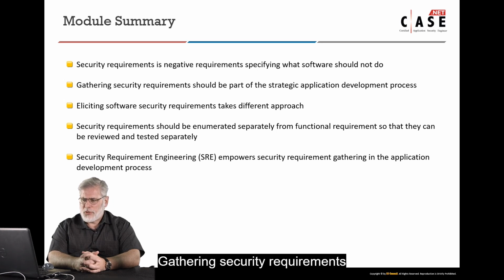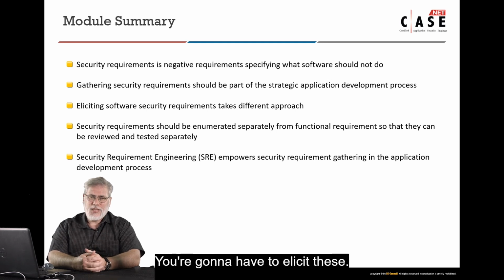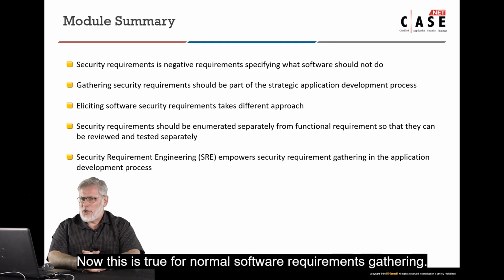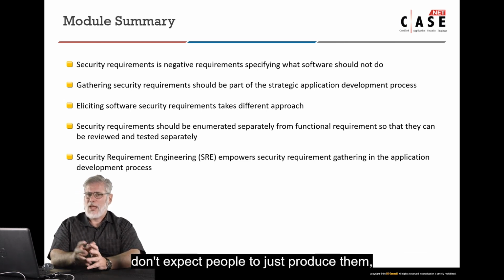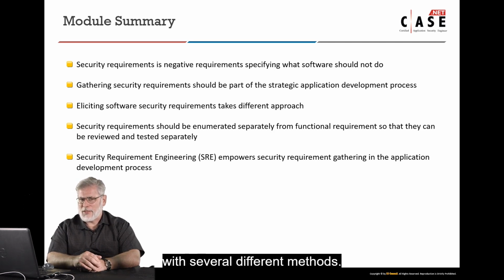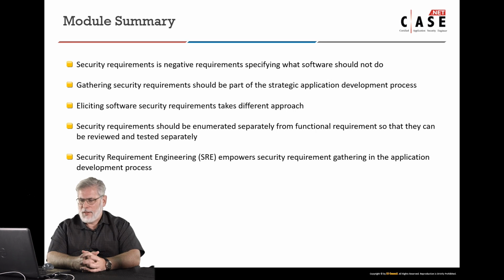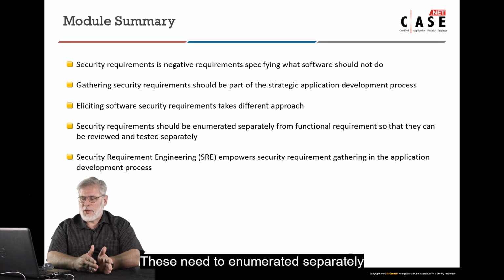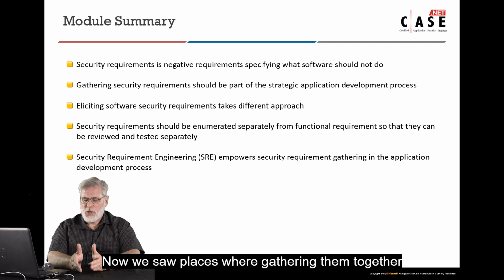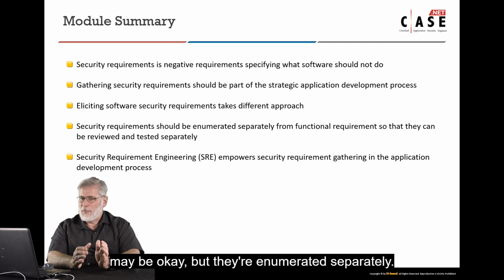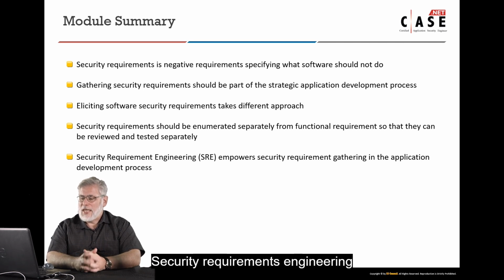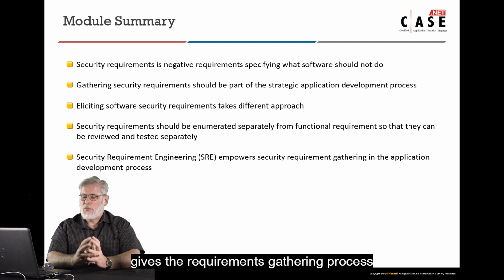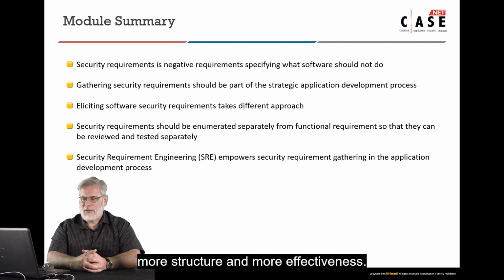Gathering security requirements should be a part of the strategic application development process. You're going to have to elicit these. Now, this is true for normal software requirements gathering. You have to elicit. Don't expect people to just produce them. And that's why we presented you with several different methods that could assist in that. These need to be enumerated separately from the functional requirements. Now, we saw places where gathering them together may be okay, but they're enumerated separately. Security requirements engineering gives the requirements gathering process more structure and more effectiveness.